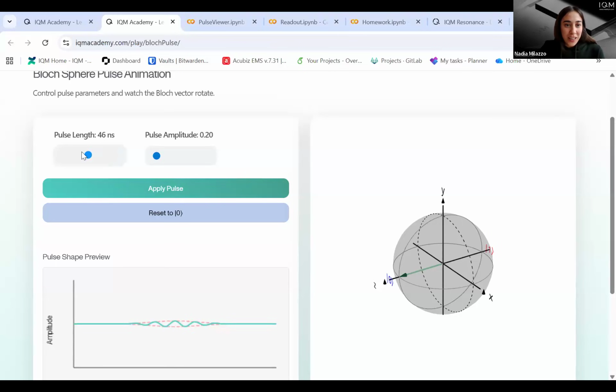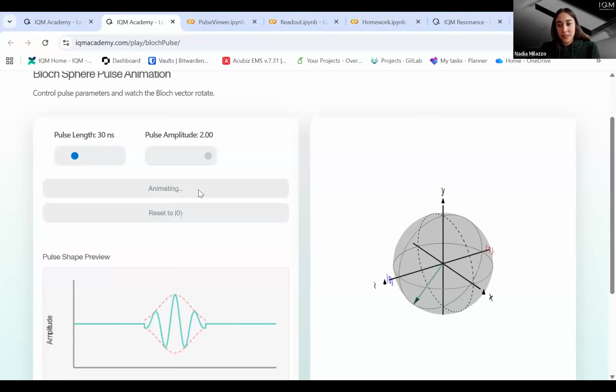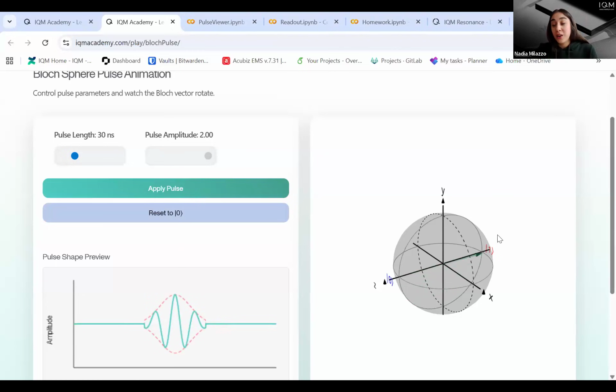So yes, we can, for example, put our pulse length to 30 nanoseconds and the pulse amplitude to the max, that here is represented by 2. And let's see what happens if I apply this pulse. So the state of the qubit rotated by pi around the x-axis. So this is exactly what I need to do if I want to obtain the X-gate that flips the state from 0 to 1.